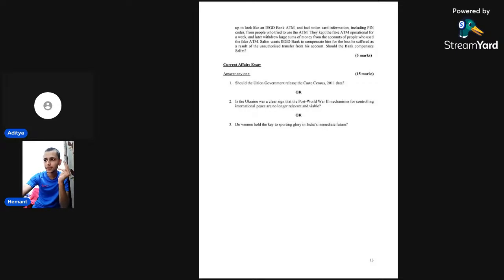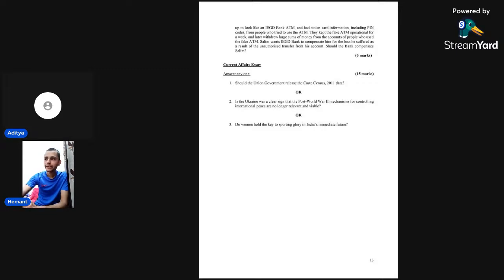You can clearly see that the third one is a relatively easier one, whether women are the key to our sporting glory. Even if you're somebody who has no idea about what's happening around you, you can still write a good enough essay on this. Then I think it's followed by the Ukraine one, being a little bit complicated, where it is asking you to show that the breakout of the Ukraine war shows that the instruments of world peace that were established after World War II are no longer helpful to us.